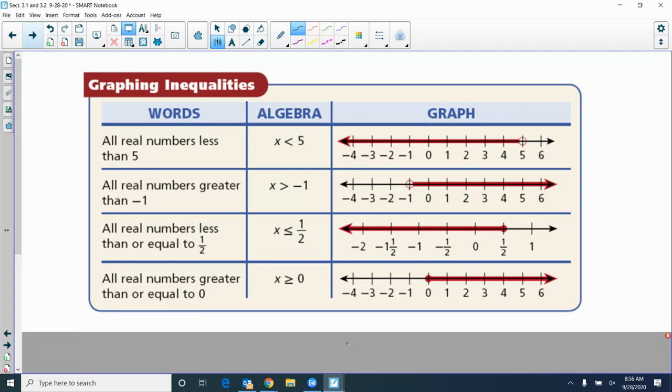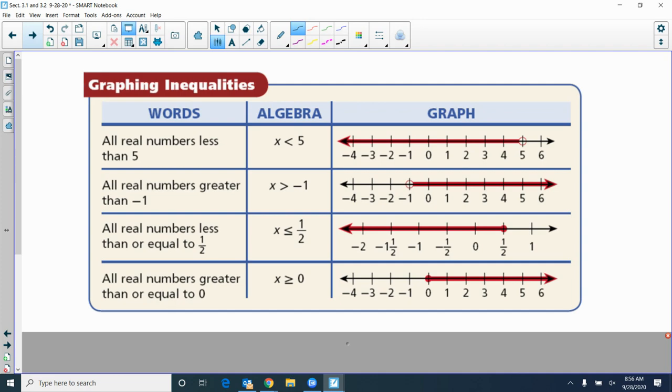All right, graphing. Hopefully for these symbols, you use either a solid dot or a hollow dot. The hollow dot means it doesn't include the point. So if I want all the numbers that are less than 5, I start at 5 and shade everything to the left.